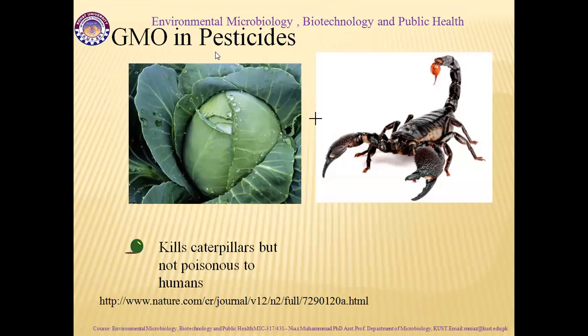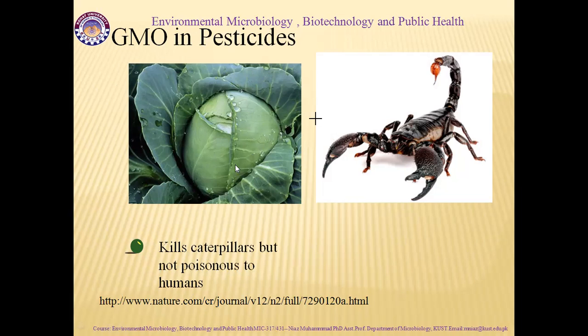Genetically modified organisms in pesticides: by transferring specific genes from the wild environment or from another organism into plants, we can produce plants which have the ability to resist pests, which have the ability to kill caterpillars but are not poisonous to humans. So this is what it will do. It will save our crops for a longer time.